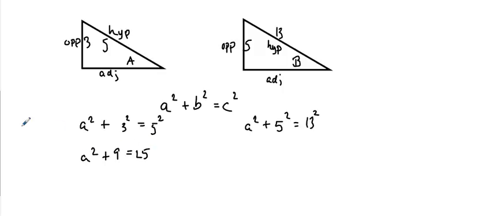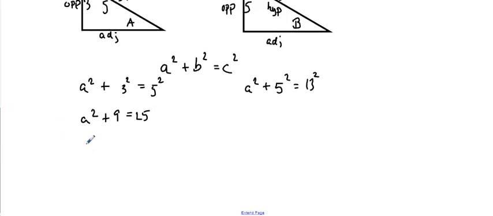So anyway, A squared plus 9 equals 25. And we're going to subtract 9 from both sides, and we find that A squared equals 16. We take the square root of both sides, and we get that A equals 4. So the adjacent side is 4.